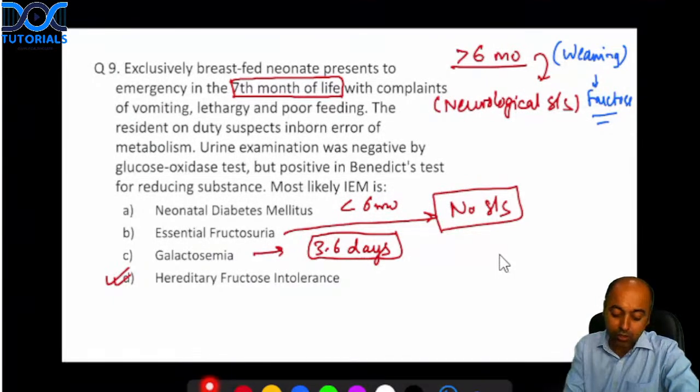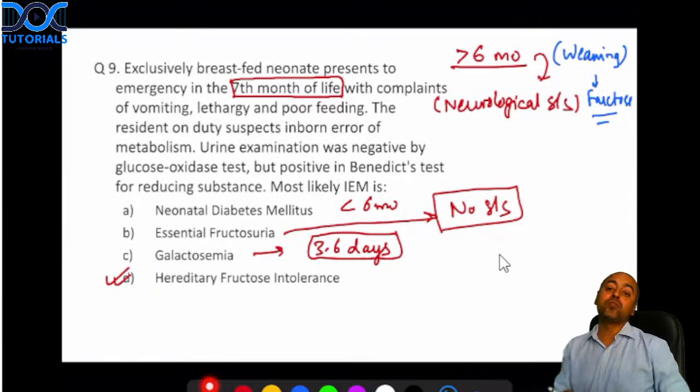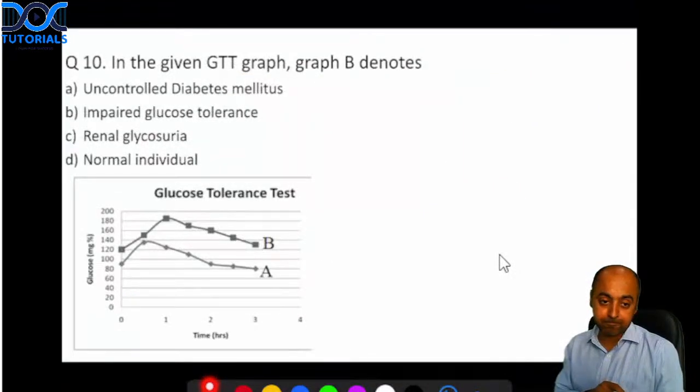Please note, very important question, very commonly asked in the form of a clinical case. What you have to keep in mind is that presentation will occur after the weaning has been started. So if the weaning has been started after 6 months, presentation will be after 6 months.